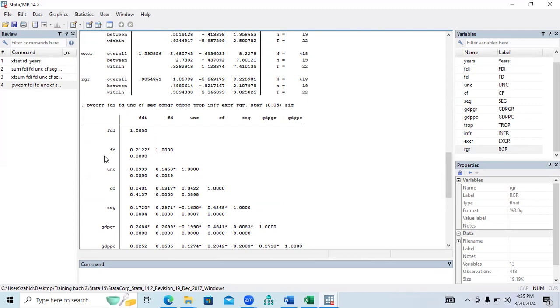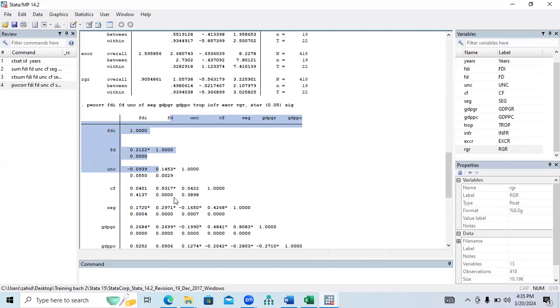Here you can see that financial development is positively correlated with FDI. In the same way, you can see that uncertainty is weakly positively correlated with financial development, and so on. You can interpret the values in the same way that you have done previously.